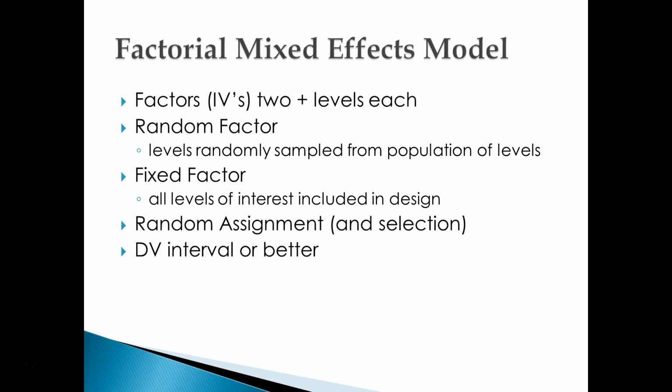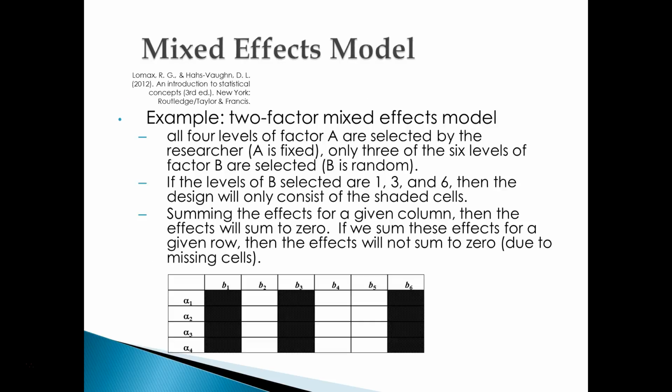We selected them. You still have issues of random assignment and selection if you have a true experiment versus quasi-experiment, and the dependent variable is interval level or greater. We have at least two factors per level. So this is from Lomax and Hahs-Vaughn's text that we use.